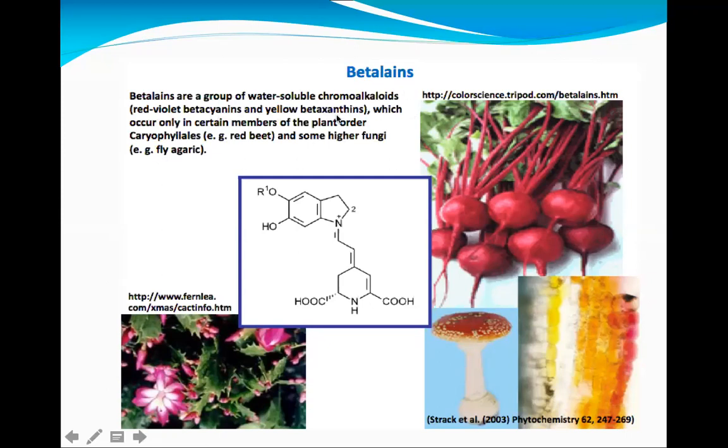Betalains. Betalains are a group of water-soluble, colored chromoalkaloids. You can see them found in the beet: red-violet beta-cyanins and yellow beta-xanthines, which occur only in certain members of the plant order Caryophyllales. Red beet, people use as a vegetable because it contains a very high concentration of betalain alkaloids, and it is very good.